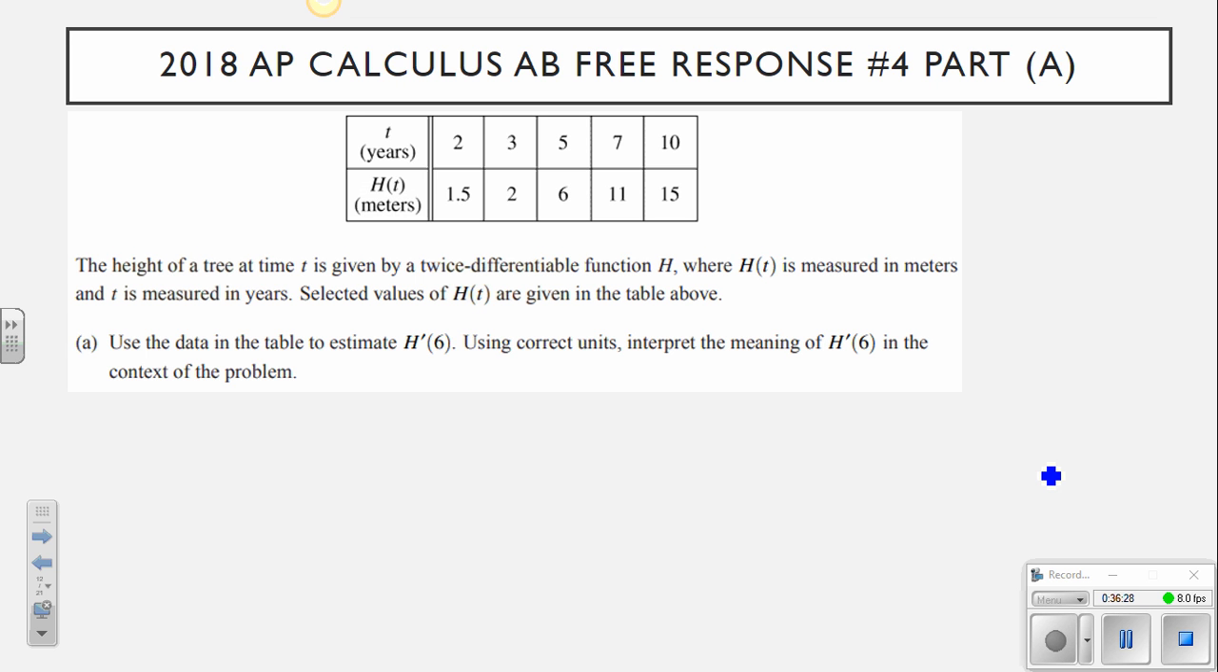Two of the points on this one were what? Can you do slope? You want to try it? No. Do it. You can do it. We just did one just like it. See if you can do it. I'll give you a couple minutes. Find h prime of 6 and interpret it using correct units.